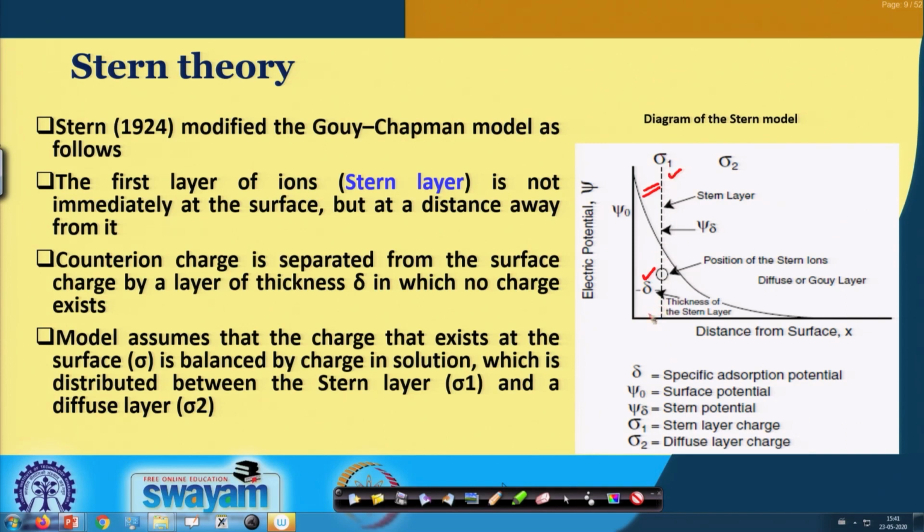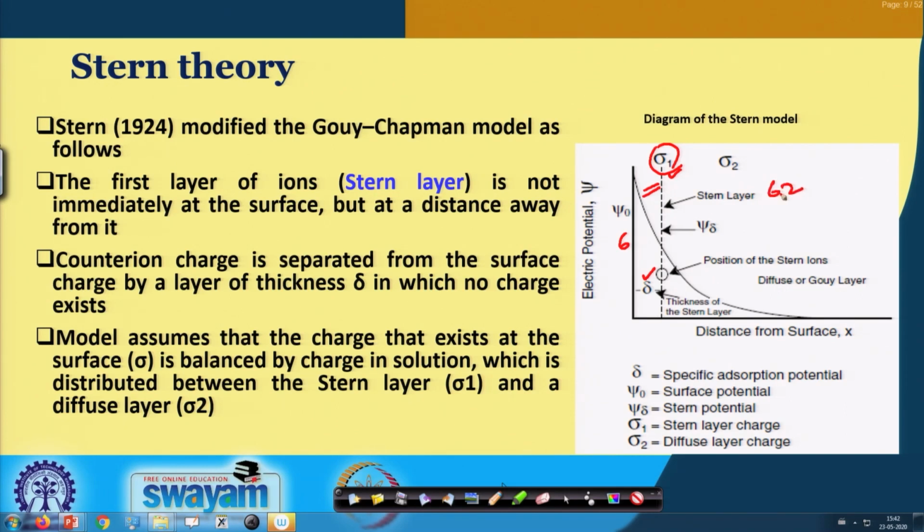So for example, positive cations are separated from the negatively charged surface by a distance of delta, in which no charge exists, and the model assumes that the charge that exists at the surface, that is sigma, is balanced by the charge in the solution, which is distributed between the Stern layer and the diffuse layer. At the junction of the Stern layer, the surface potential is sigma 1, and the rest of the cations are diffused into the diffuse or Gouy layer. So here the charge is sigma 2.